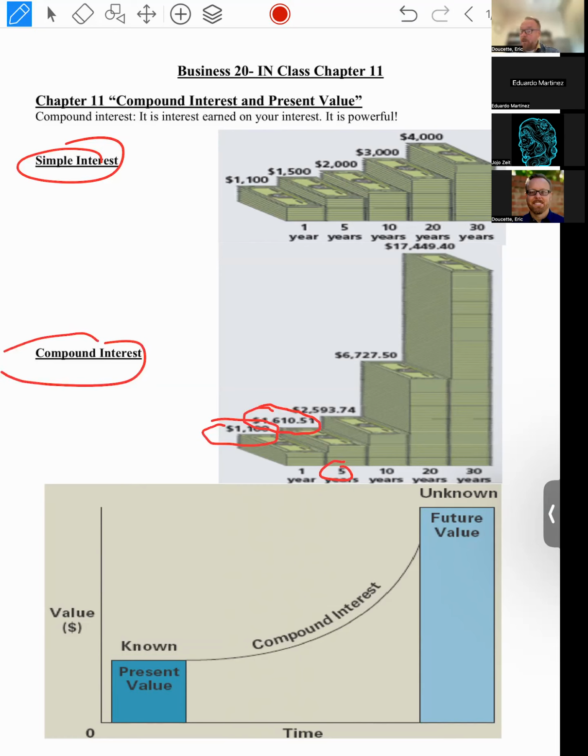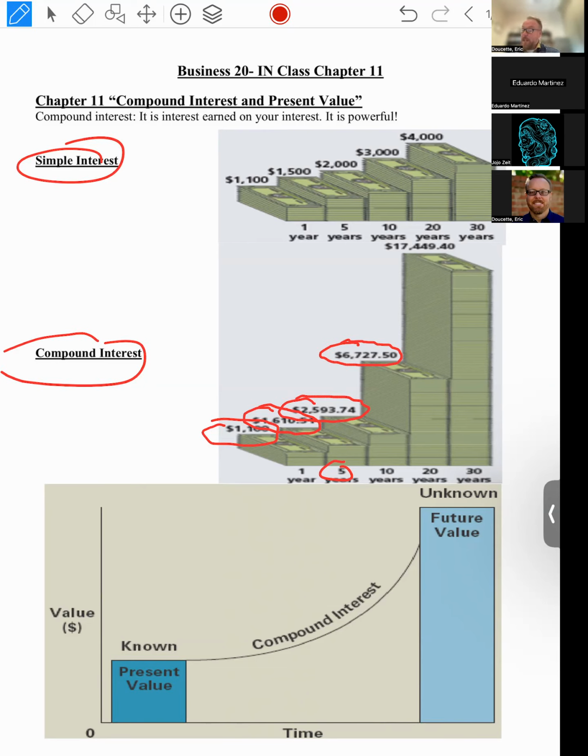If you continue on, because you're earning interest on your interest, at the end of year 10 you have almost $600 more of interest because of the compounding. Then if you jump to year 20, you've pretty much doubled your money. Now you're at $6,700, which is actually $3,700 of interest. You've doubled your money between year 10 and year 20.